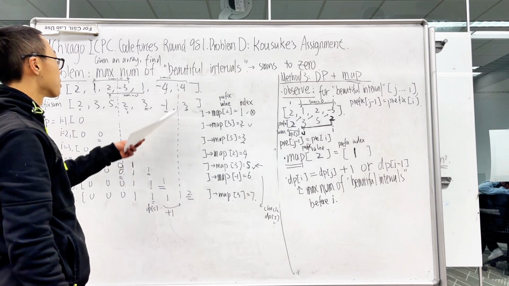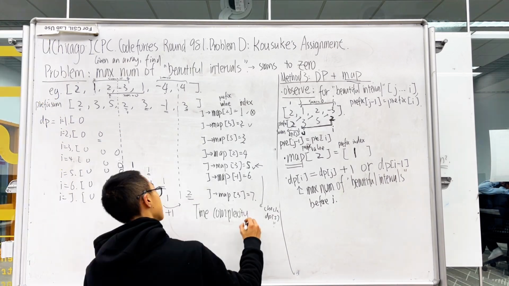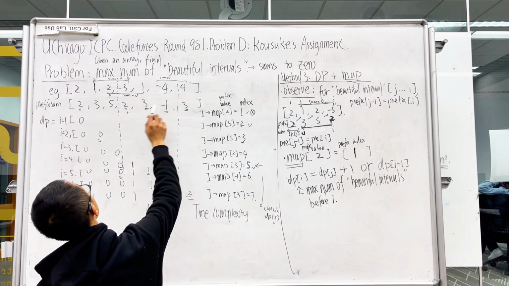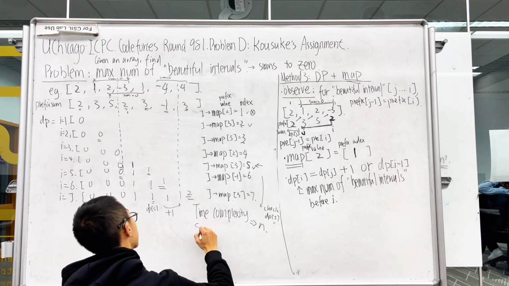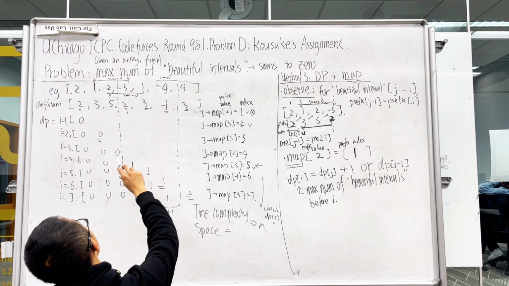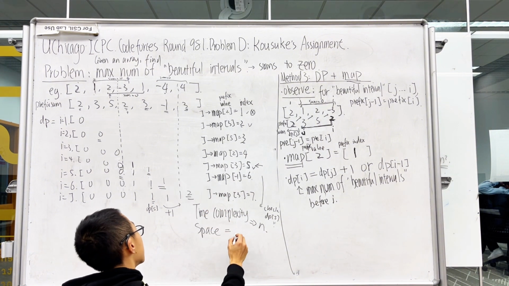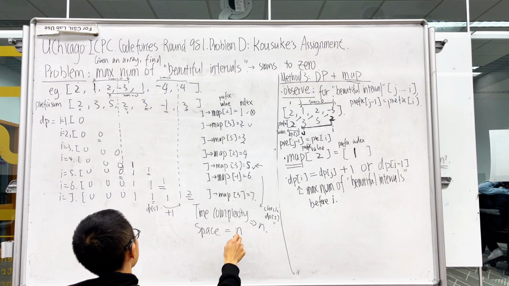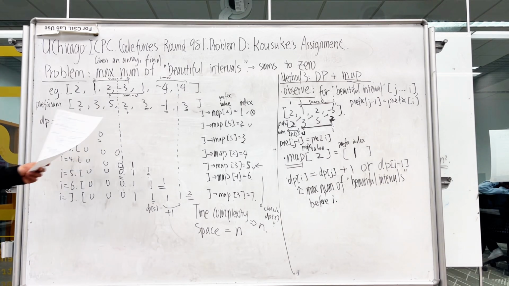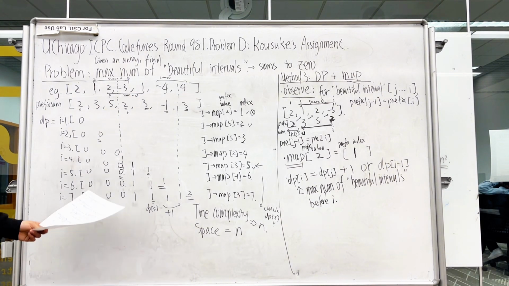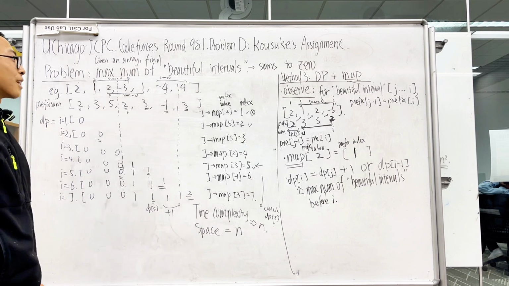So 2 beautiful intervals. What's the time complexity? Since each check is O(1), we loop through all the values, which is O(n). What's the space? We have a dp array of n elements, a prefix sum of n elements, and a map of n elements. So all of them are n. 3n is also O(n). Yeah, this is the solution of the Codeforces problem. A very nice dynamic programming with prefix sum, also using a map.